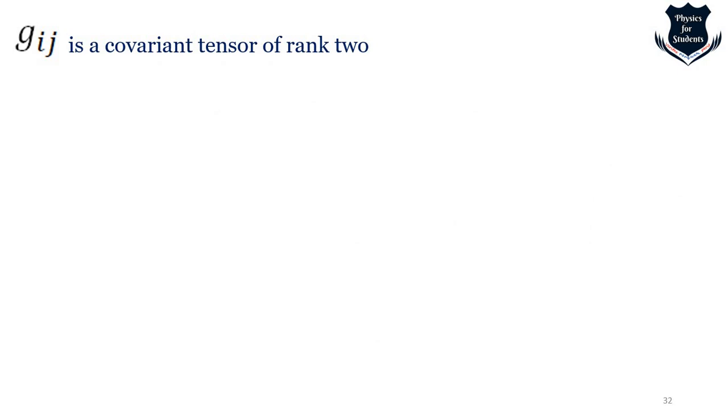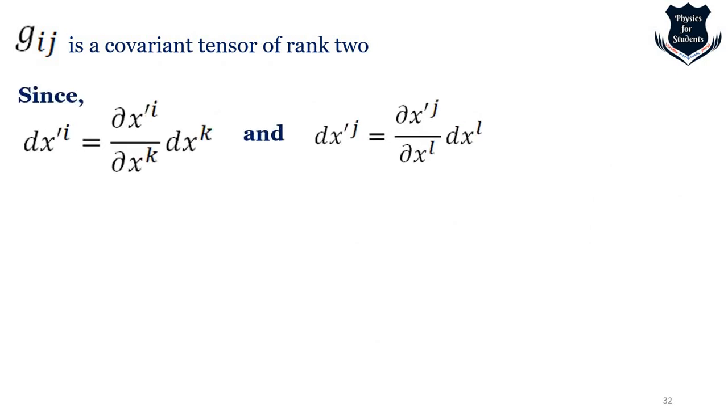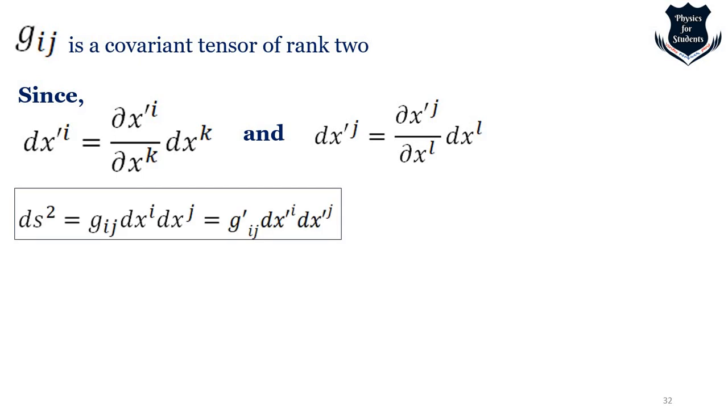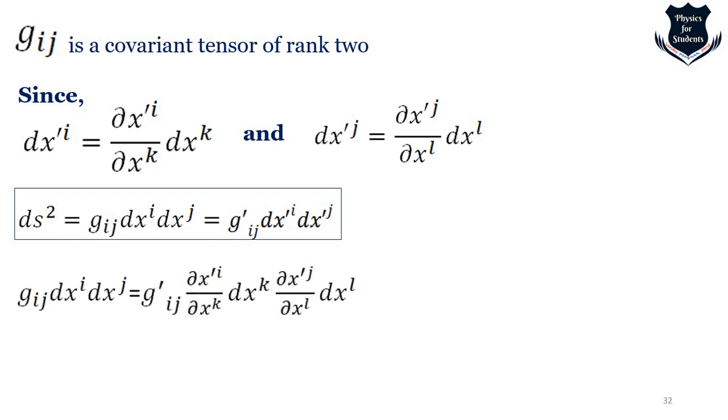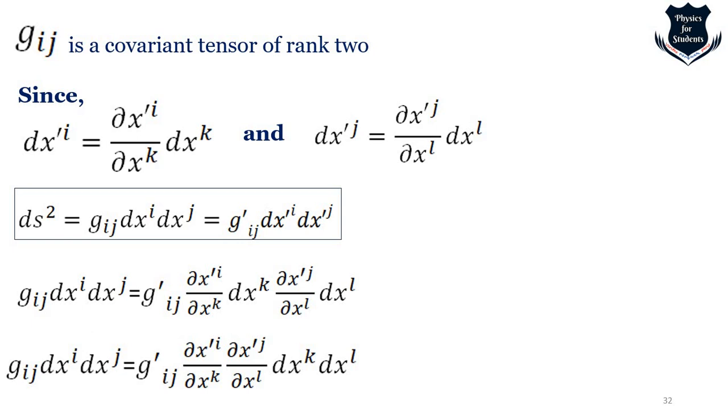Next we go with g_ij as a covariant tensor of rank 2. Since you can see this and this, this is equal to this. So from this equation, which I have marked in a box, I have taken the earlier equation into account. We get this. You can do your own calculations. We get this and we get this.